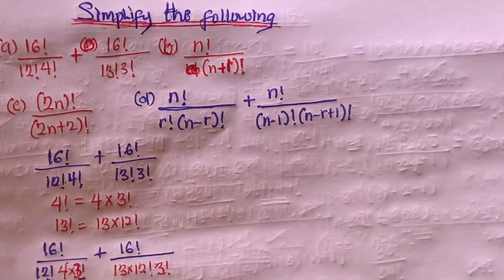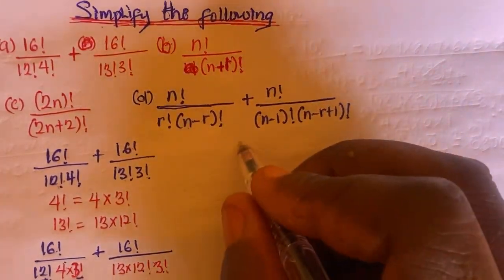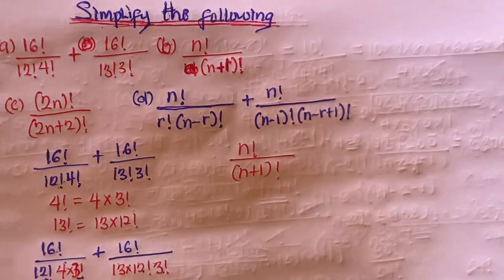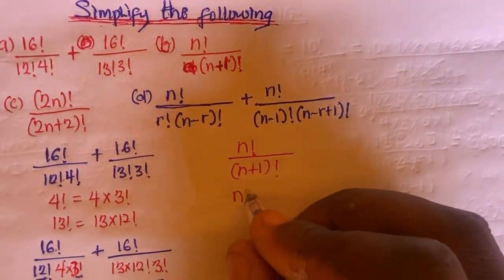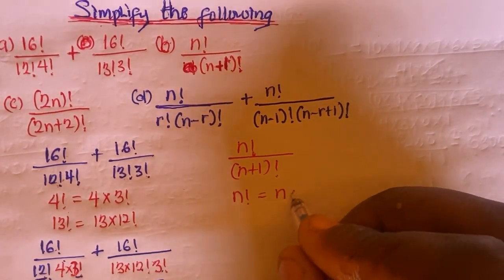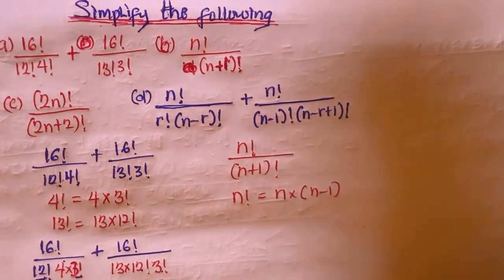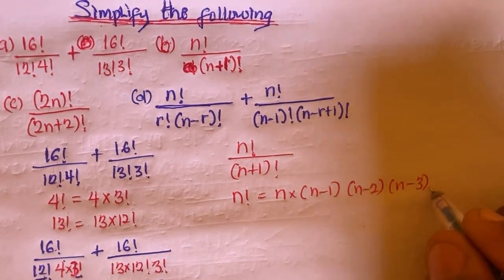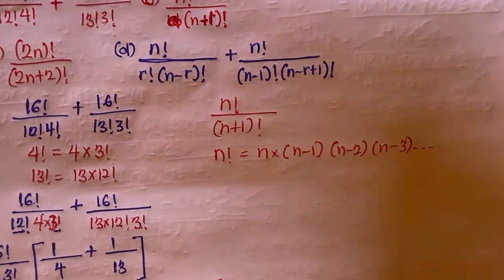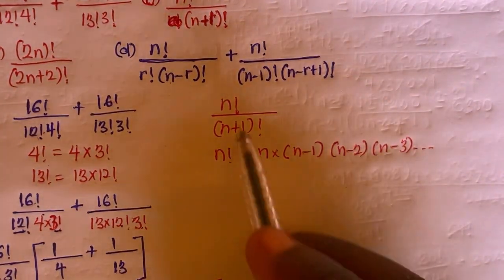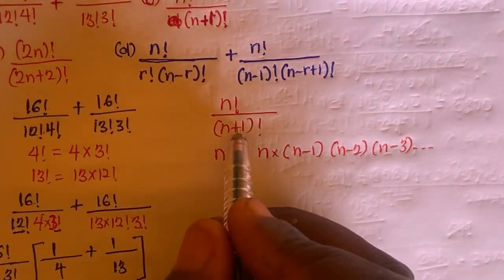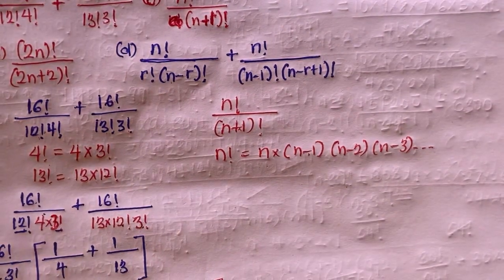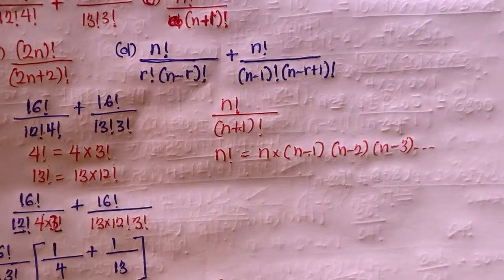The next one is that I'm asked to simplify n factorial divided by n plus 1 factorial. So if I should recall, n factorial is the same as writing n multiplied by n minus 1, the number below n, that's n minus 2, and n minus 3, and so on. But in this case, I'm having just n plus 1, and everything here represents my n factorial. I can just say this is increasing order, while this one is decreasing order. The increasing order is positive 1.